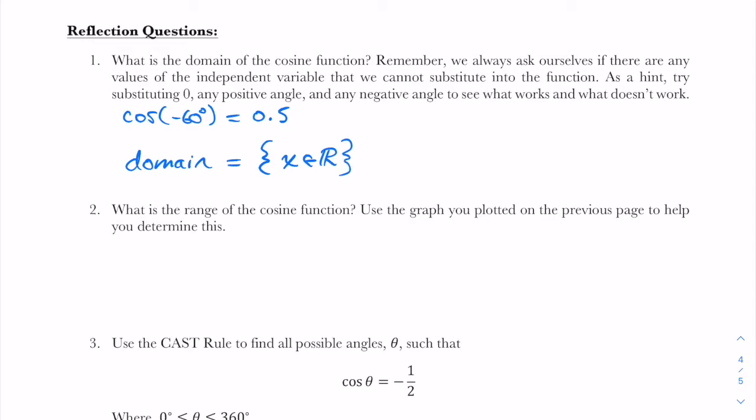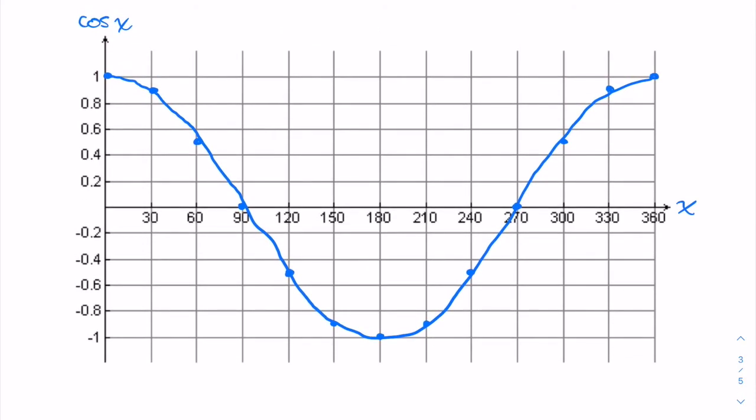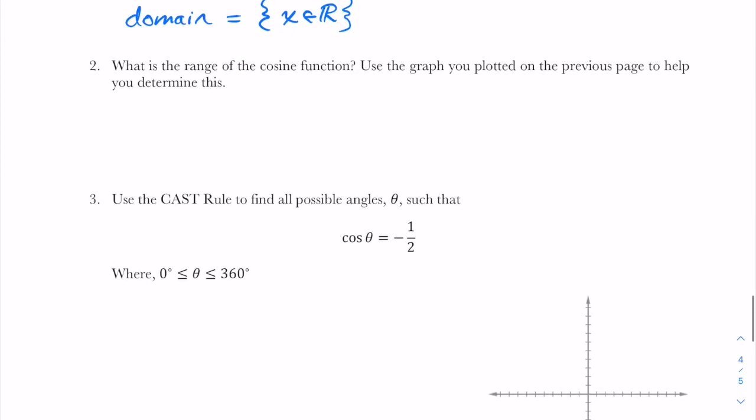In question 2, to answer the range, we're going to look at the graph on the previous page again. And it's actually the exact same behavior that we saw for the sine function. So please notice that all of the y values occur between positive 1 and negative 1. They never get larger than 1 and they never get smaller than negative 1. So therefore, the range is the set of real numbers such that y is between 1 and negative 1.